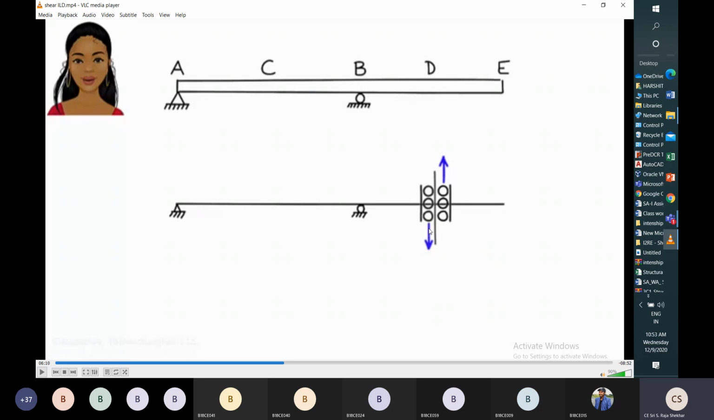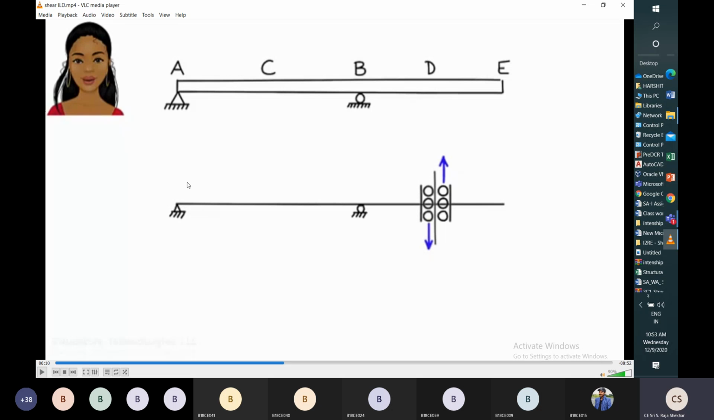If we apply a downward force to the left side section, it will not move in the downward direction. Why? Because this is not a hinged support. This is a roller. So the roller will not allow movement here.